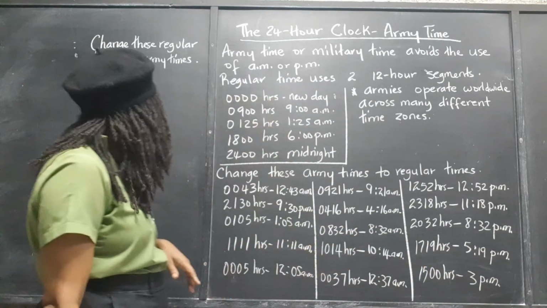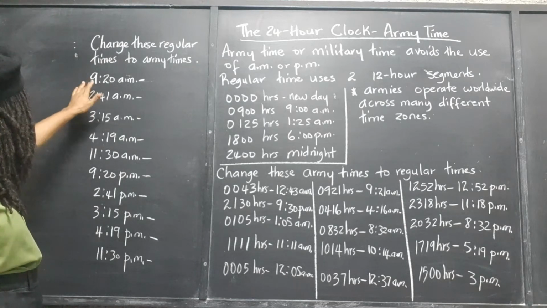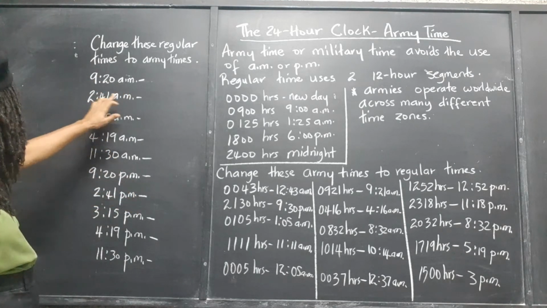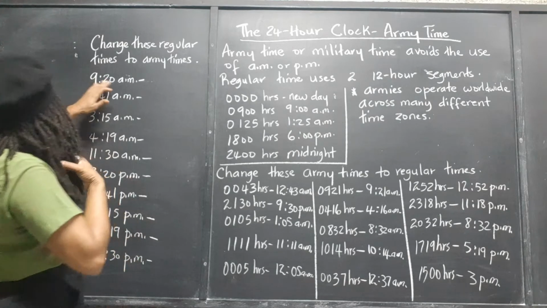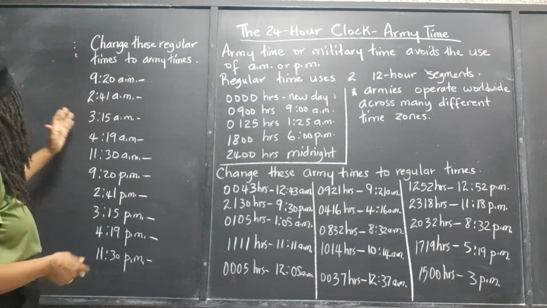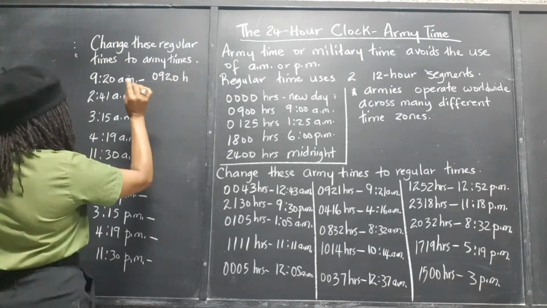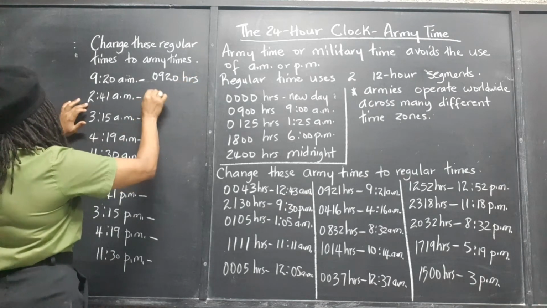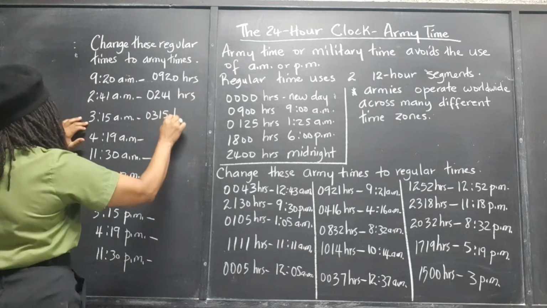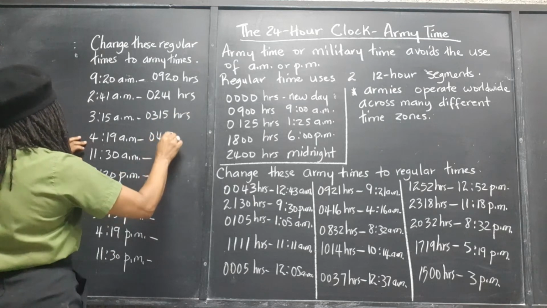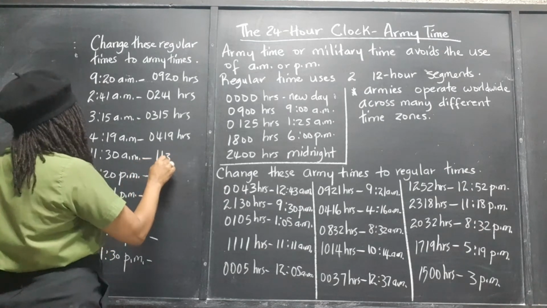Alright, so let's now change from regular time to army time. Now I have the same times here: 9:20 a.m., 9:20 p.m., 2:41 a.m., 2:41 p.m., and so on. So you can see the difference. All the a.m.s with single digits, we're going to put a 0 in front of them, and we're going to put hours. Still less than 12, but it's a double digit, so we just write this back.